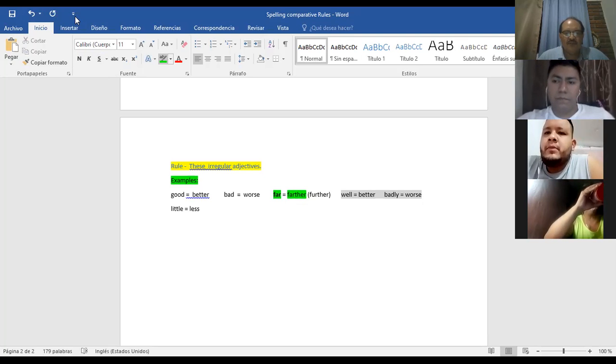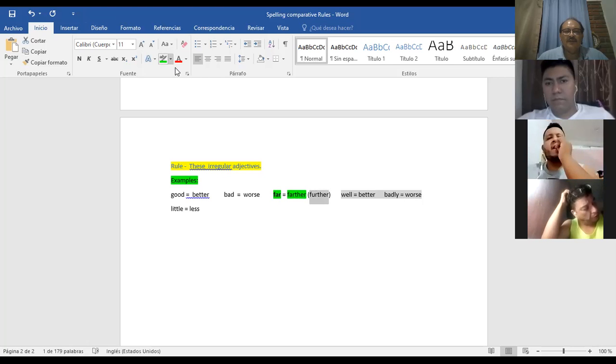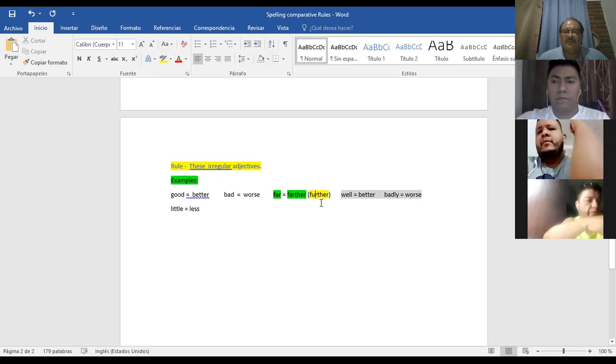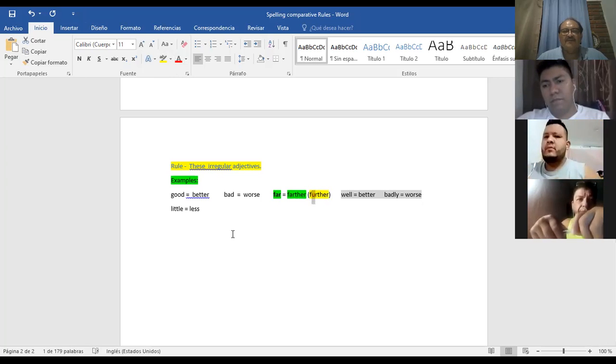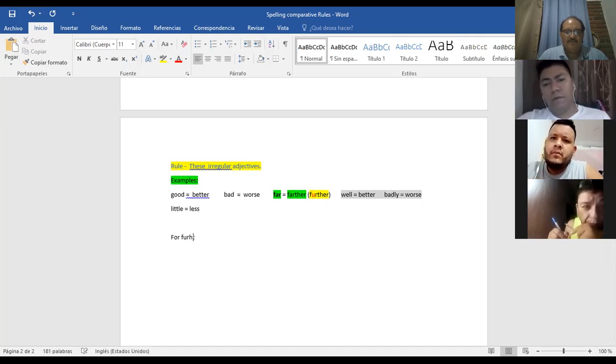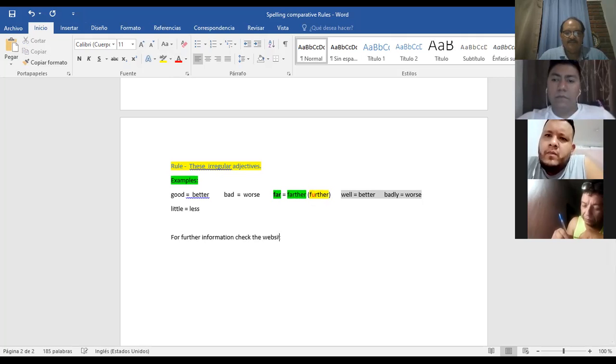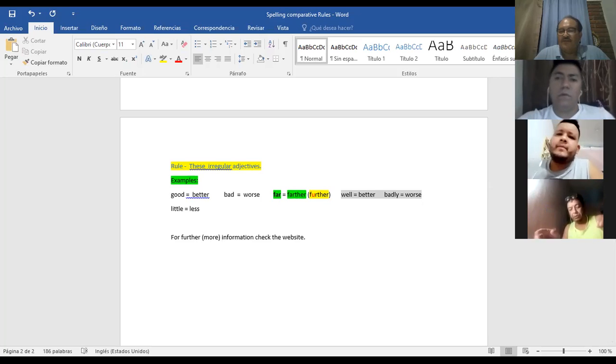And usually further, that is the difference. You use it with information. For further information, check the website. Es como tardío. No. For further information, like para mayor, or more. For more information, like extra information. Para mayor, para más, right? You can say for further information.